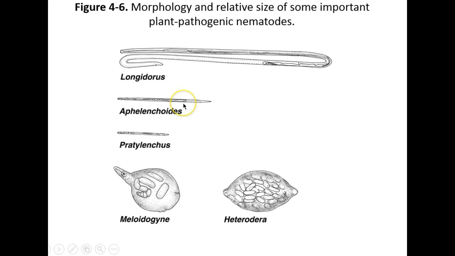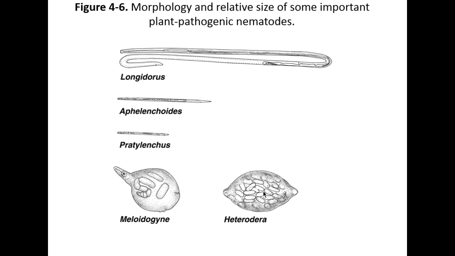Ditylenchoides is another one of the plant-damaging nematodes, and we'll talk a little bit more about that. Pratylenchus are our lesion nematodes. Meloidogyne are the root knot nematodes, and Heterodera are the cyst nematodes.